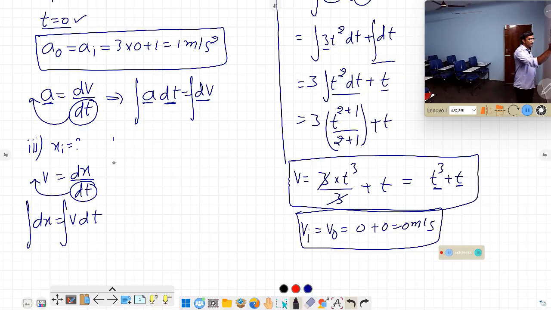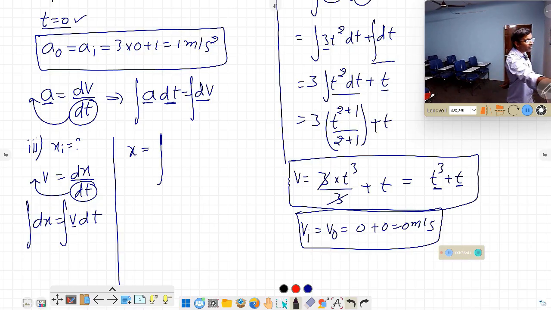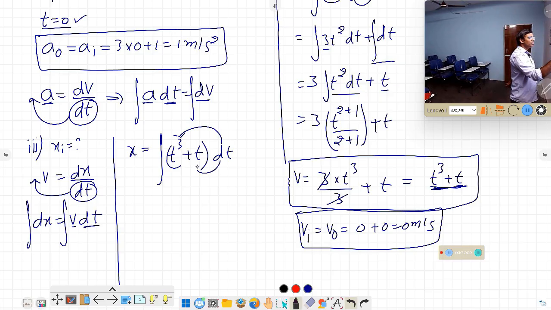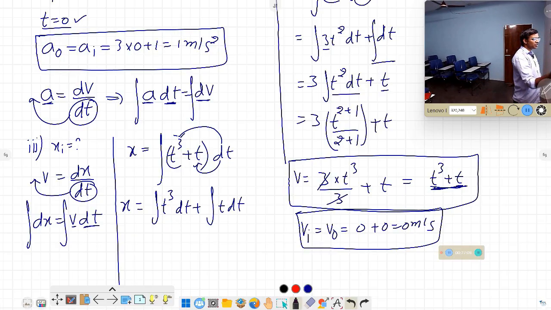Now, integral dx formula. What is the integral dx formula? We have to know before, that is x. Now next integral, what is v? Velocity in terms of time function is given, that is t cube plus t, bracket into dt here. So this dt you can apply to both the terms. If you apply to both the terms, x equal to what are you going to get? Integral t cube dt plus integral t dt. Two equations you are going to get.